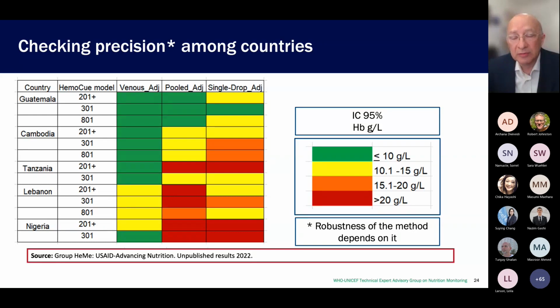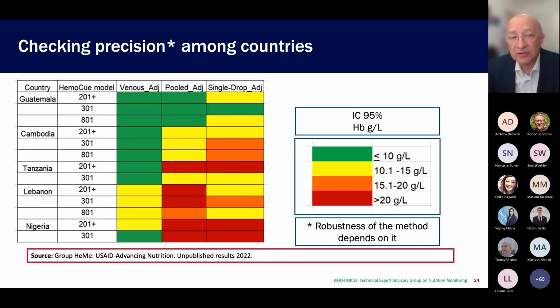Once we move into the pool or the single drops of capillary blood, the error could be as large as 20 grams per liter. You remember when I was talking about the hematology analyzer, that the variation is between 2 to 3 grams per liter. In this case, we are accepting 10 grams per liter because we are really trying to use this equipment in the field. It cannot be used for research. This variation for research is too large. But in any case, we can live with that variation.